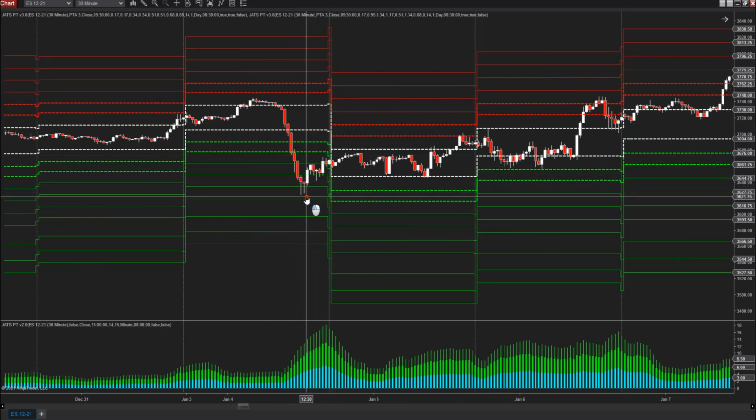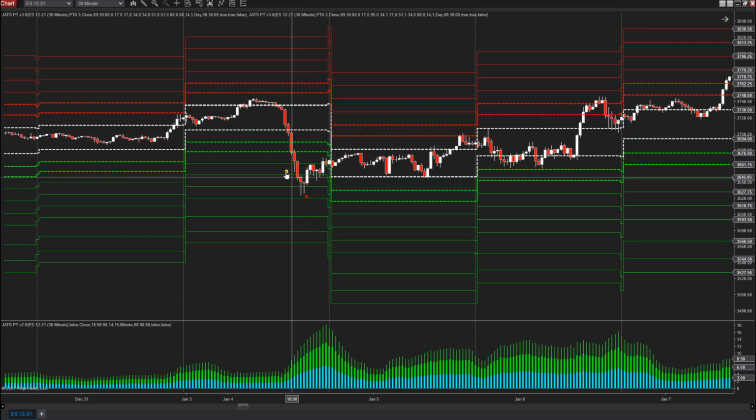Maybe need to wait for a 30-minute candle up before buying. Just don't buy in the box. Wait for that candle to close in it. Close in that box or above and then get in.